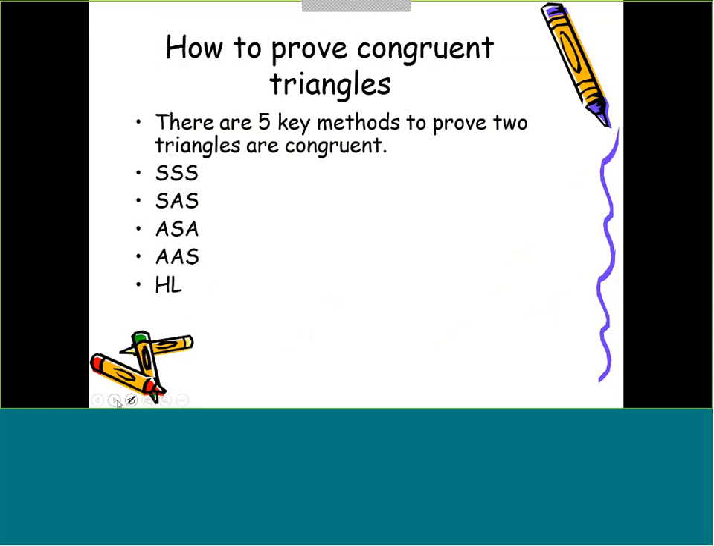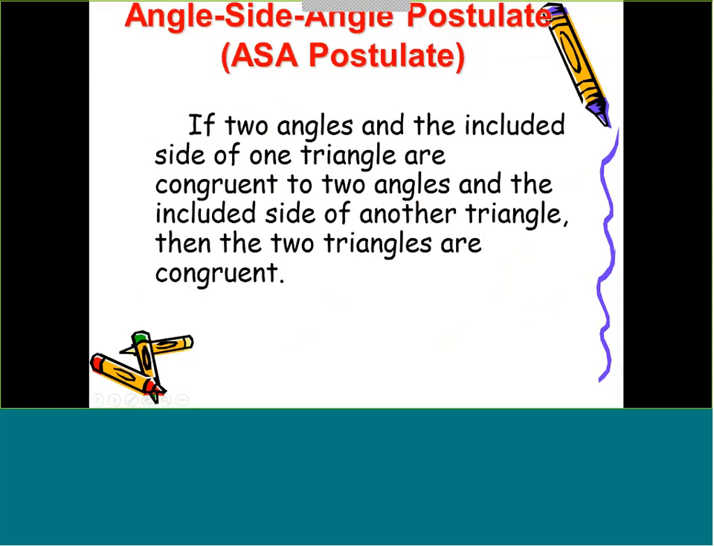Okay, so in this one, we focus on angle, side, angle, and angle, angle, side. So angle, side, angle, what that one states is that if you have two angles and an included side of one triangle, if they are congruent to two angles and the included side of another triangle, then the two triangles are congruent to each other.